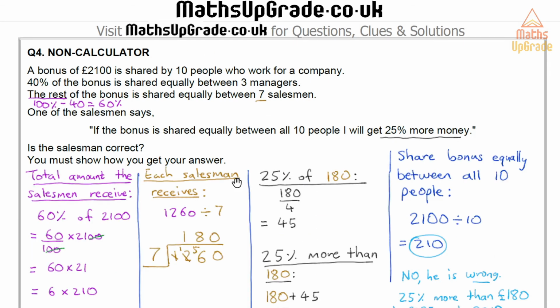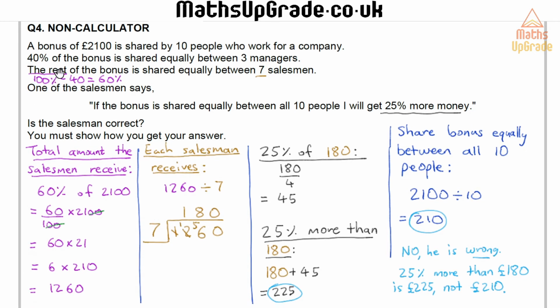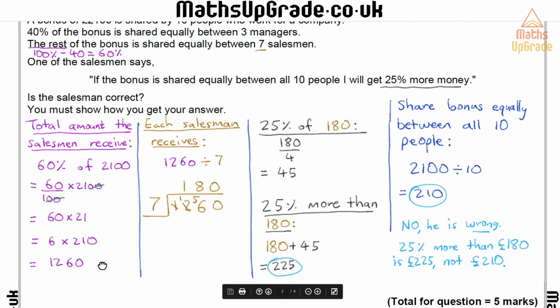So let's start that now. So first of all, let's find the total amount that the salesmen all receive. So they receive what's left from 40%. So they receive 60% of that £2,100. 60% of 2,100 without a calculator can be done by writing 60% as a fraction and then realizing that the factor of 100 in 2,100 and the factor of 100 in the denominator both cancel each other out. So in essence, I'm finding 60 times 21. 60 times 21 is the same as doing 6 times 210, which is 1,260. And you can do that using the column method if you prefer.